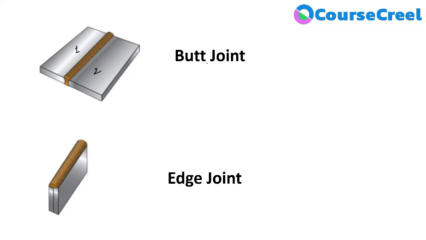So we can define a butt joint when two parts lie on the same plane and are placed side by side, and the joint is formed by placing them end to end together. So it is defined as butt joint.